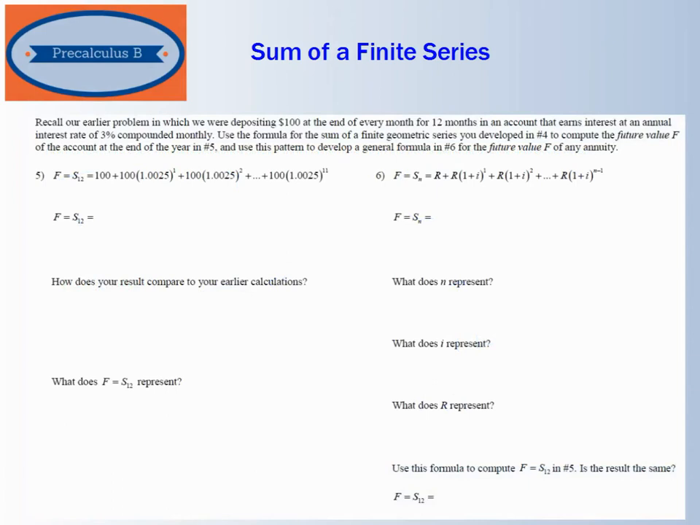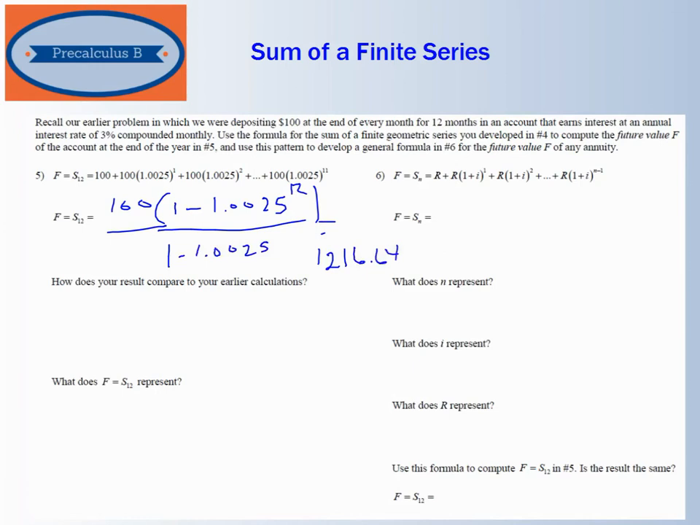If I wanted to find the sum of the first 12 terms using the formula that we just found, it would just be 100 times 1 minus 1.0025 raised to the 12th, raised to the n, all over 1 minus 1.0025. And when I do that, I get 1,216.64. Does that match? It does. They're the same. That's the same number we got earlier in the lesson.